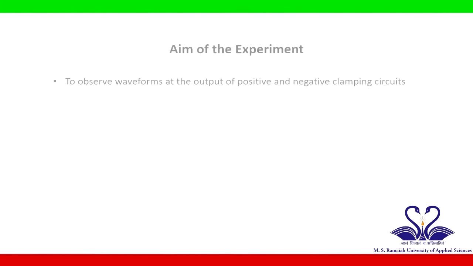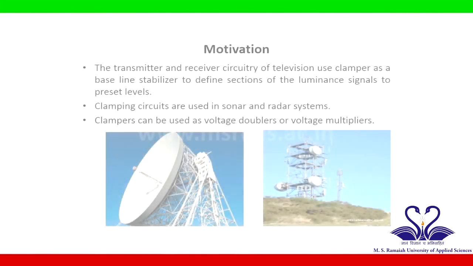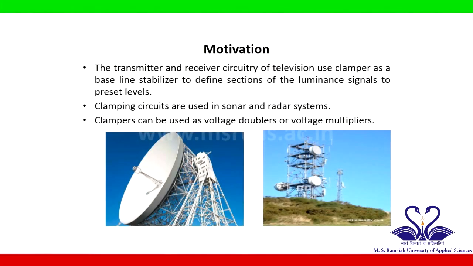The aim of this experiment is to observe waveforms at the output of positive and negative clamping circuits. Motivation for this experiment: the transmitter and receiver circuitry of television uses a clamper as a baseline stabilizer to define sections of the luminance signals to preset levels. Clamping circuits are used in sonar and radar systems. Clampers can be used as voltage doublers or voltage multipliers.